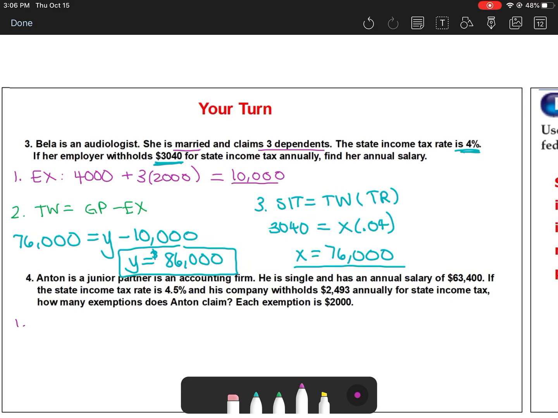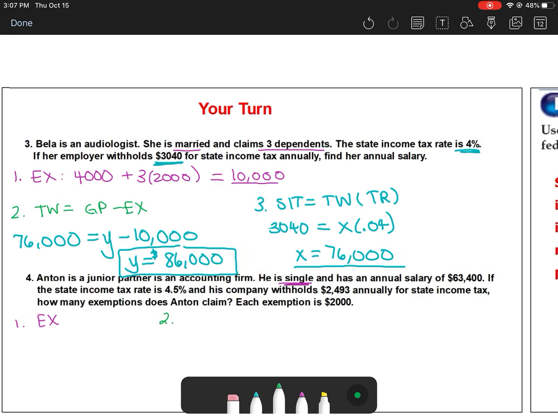Okay, so let's look. Step 1. Well, how many exemptions does he have? So I need to figure that out. So exemptions, okay, remember, let's see what we do. He is single, okay, and that's kind of all we know right now. So I'm going to leave this one blank because we actually can't find that right now. So that one's going to just be left alone.